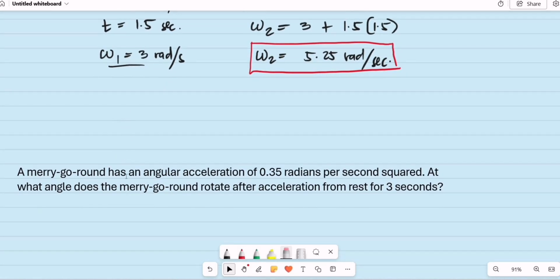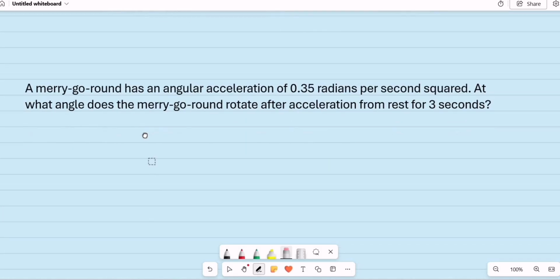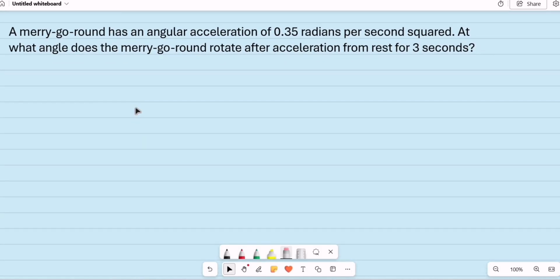Okay, so let's have another example. Second example: a merry-go-round has an angular acceleration of 0.35 radians per second squared. At what angle does the merry-go-round rotate after accelerating from rest for 3 seconds? So let us write down the given.